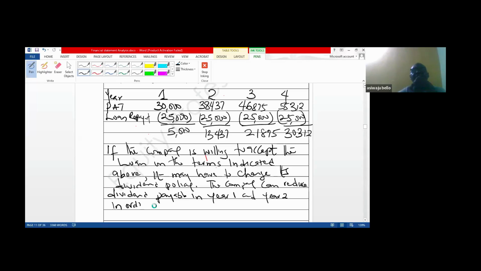In order to meet annual repayments term. You are trying to give alternative solution.